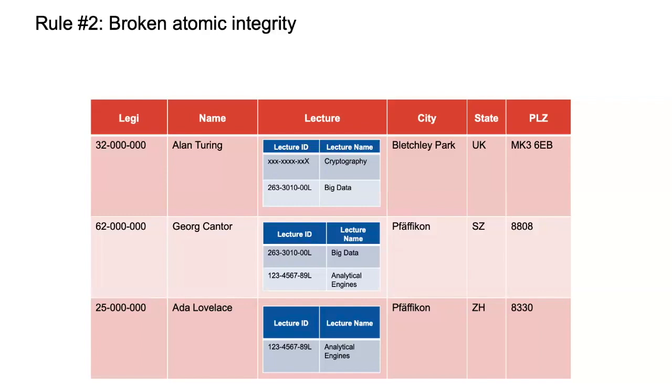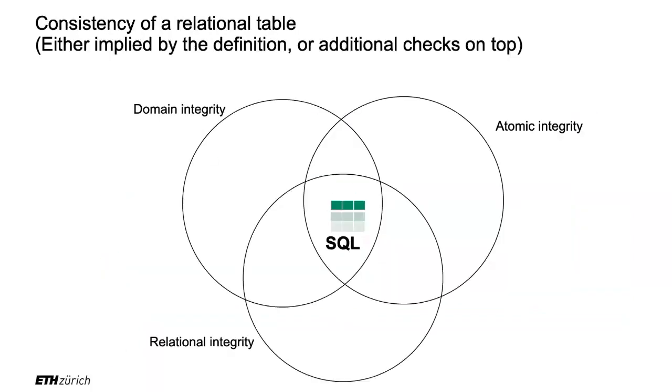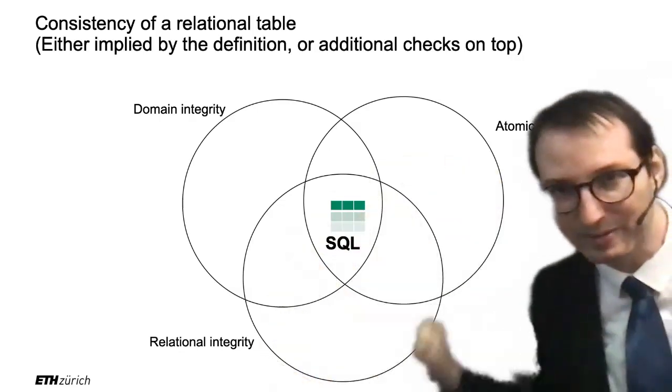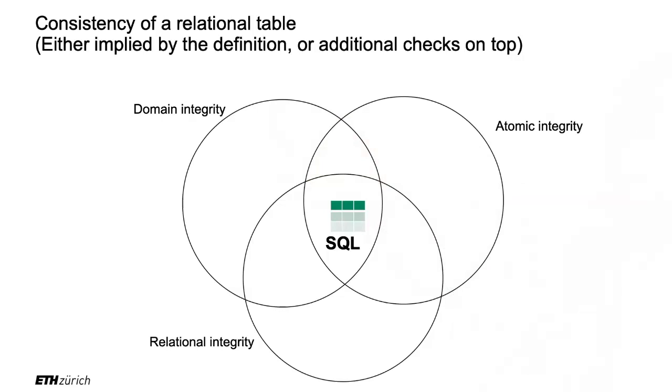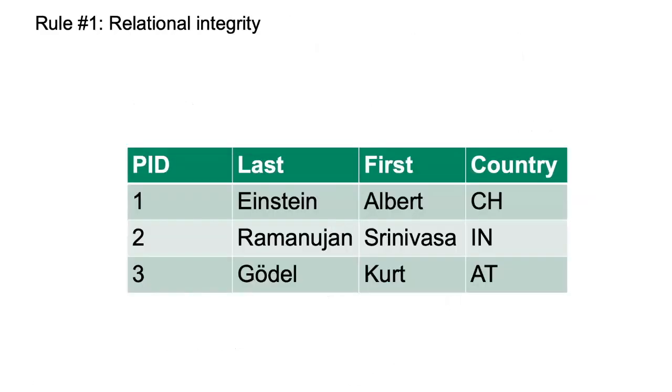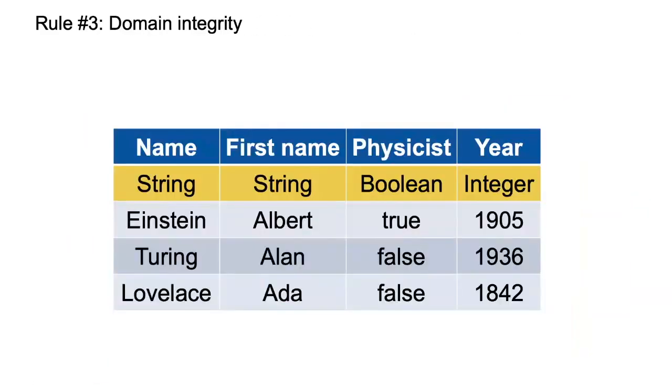Okay. I love the counterexamples because the best way to understand the integrity constraint is to see when it is broken, right? So this is the counterexample of the atomic integrity. The atomic integrity was my second constraint. So now we have discussed this one here, we have discussed this one here, and now I need to explain the third one, domain integrity. So relational, here you go.